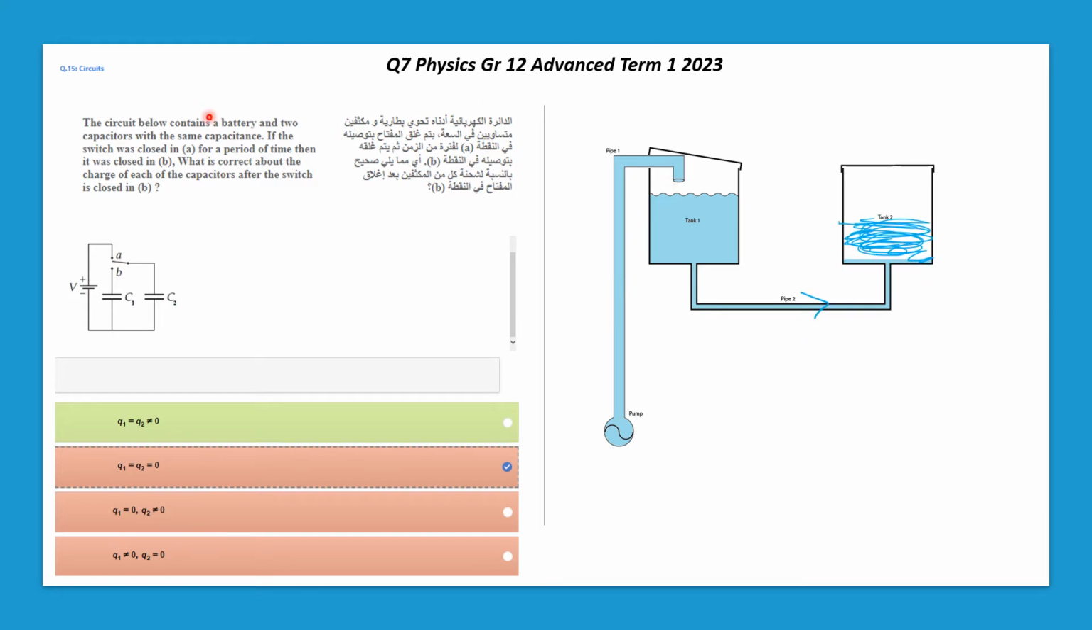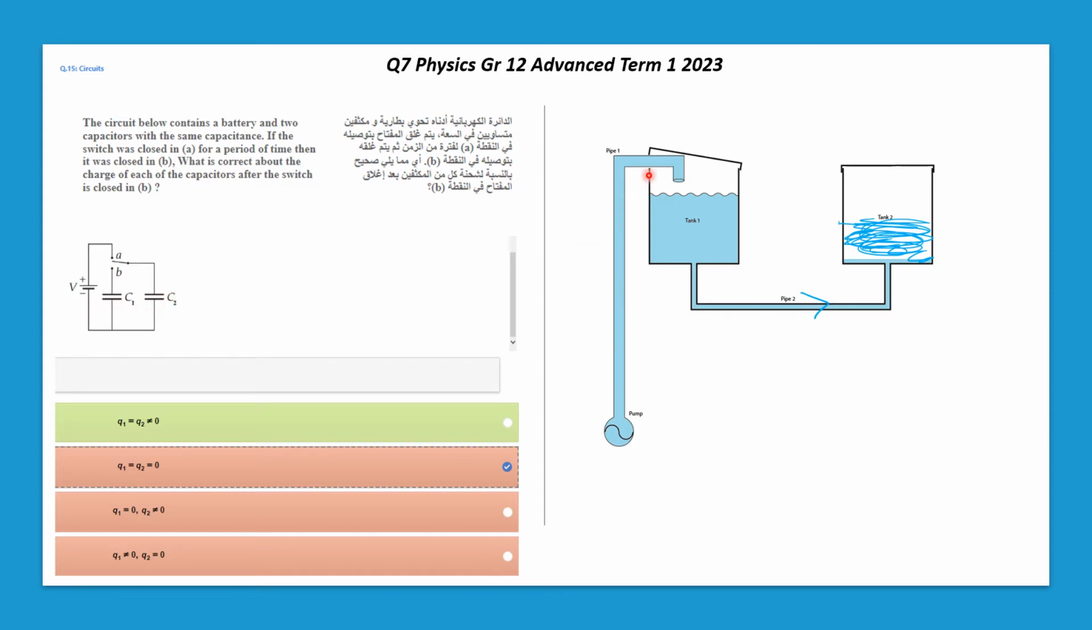Okay, so question 7. The circuit below contains a battery and two capacitors with the same capacitance. So here we have a battery with two capacitors. The switch was closed at A for a period of time, then it was closed to B. So in the first scenario, C2 here is being charged. After some time, we switch to point B, and the charges will be divided between the two capacitors.